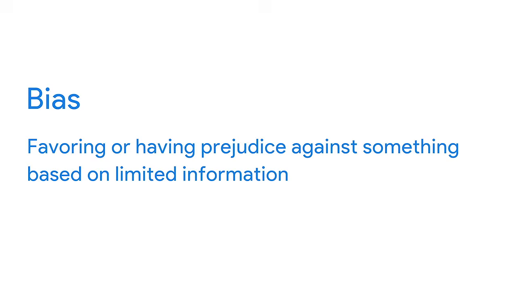In short, a bias is favoring or having prejudice against something based on limited information. It's like making up your mind about someone before you've really gotten to know them. We all have biases, and they're often unconscious. While we can't completely get rid of biases, we can be more aware of them and work to overcome them. In UX design, this is critical to product success and to your professional development.